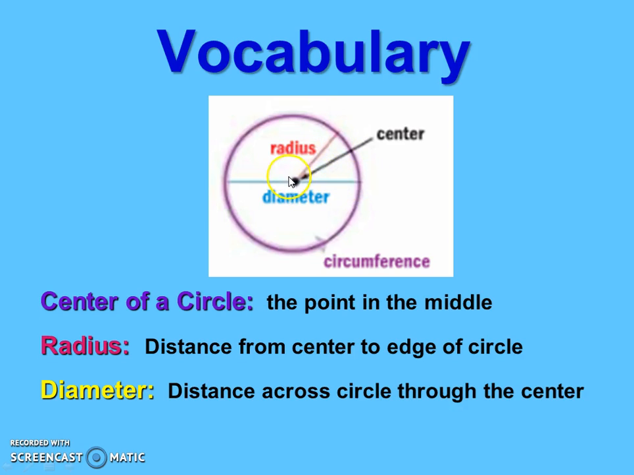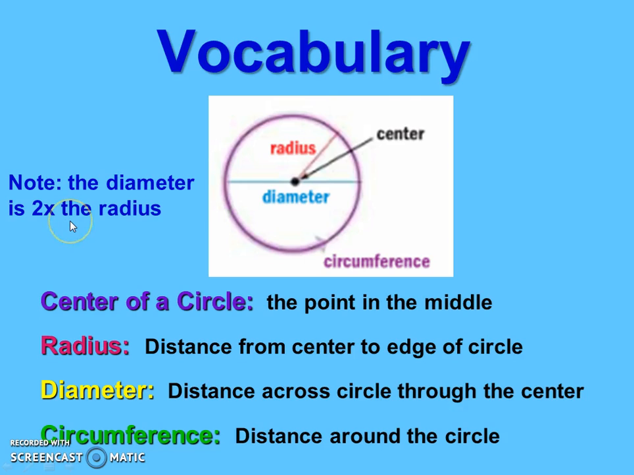Now hopefully we can make a connection between the radius and the diameter. If the diameter goes all the way across the circle through the center, the radius basically goes halfway across the circle through the center. Therefore, we can say that the diameter is 2 times the radius.